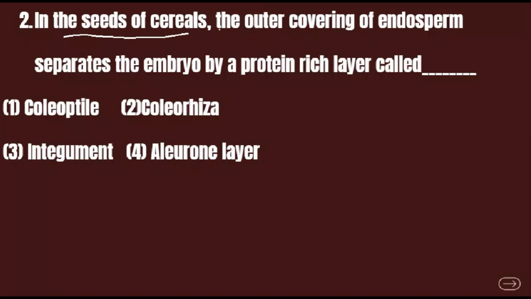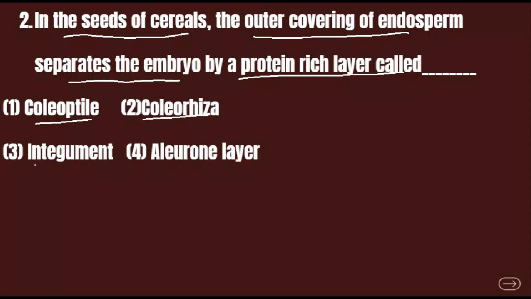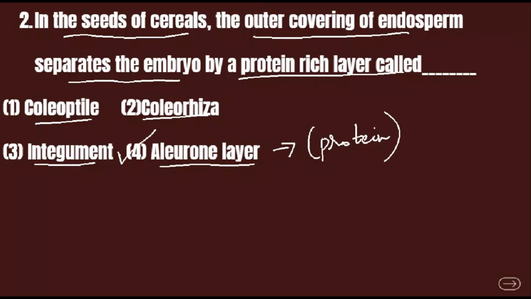In the seeds of cereals, the outer covering of endosperm separates the embryo by a protein-rich layer called dash. Option 1, coleoptile. Option 2, coleorhiza. Option 3, integument. Option 4, aleurone. Aleurone layer is proteinaceous. So, which means that aleurone is the correct answer.